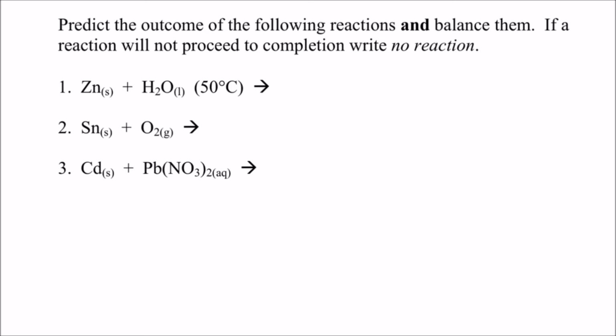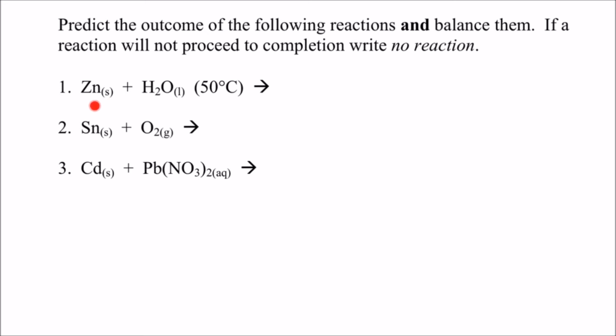If a reaction will not proceed to completion, which means if it doesn't happen, then you're going to write no reaction. Okay? So we have here zinc plus water, and that water happens to be at 50 degrees Celsius. So why don't we consult our activity series, and that's something you need to get in the habit of. Any time that you have a single displacement reaction, you need to look at the activity series to help you out. How did I know this was single displacement?